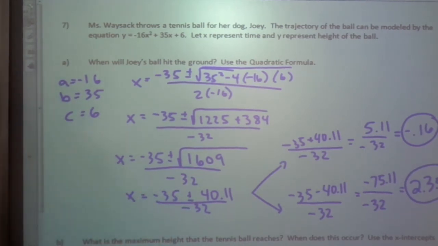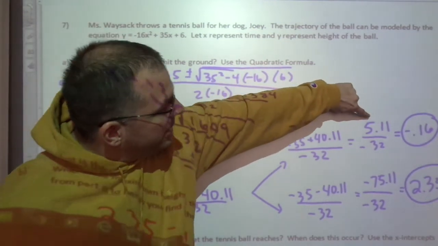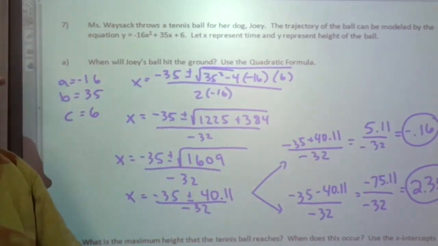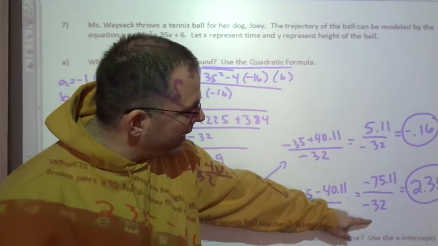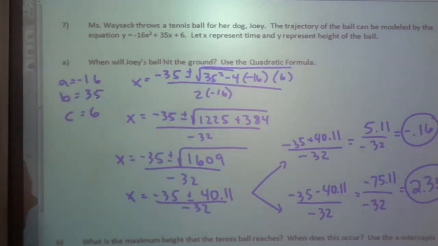So that gives me my two possibilities here, negative 35 plus this, add it up, get this, divide by negative 32 gives me negative 0.16. Or the negative case, so I subtract, that's negative 75, dividing I get 2.35. Now the thing is, only one of these really makes sense. She's throwing it up here and it's landing.